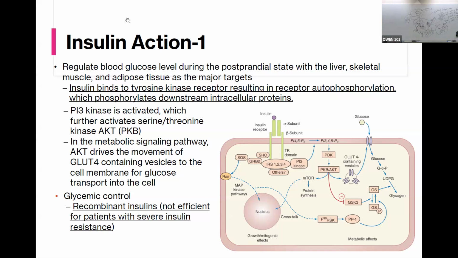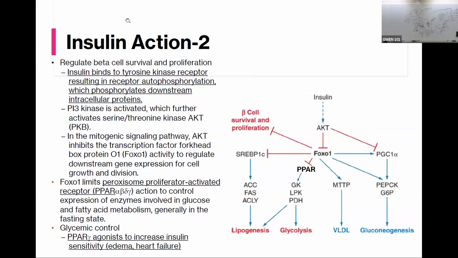So, like I said here, people with diabetes can take insulin if they cannot produce insulin anymore, but it's useless if you have severe insulin resistance. Because if the cell cannot recognize insulin anymore, then it will not take sugar.